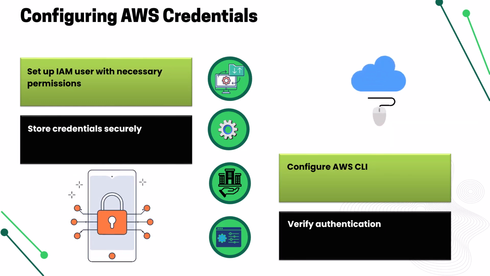Let's talk credentials, because security matters. First, create an IAM user with the right permissions. Store credentials safely, no leaving secrets lying around. Configure the AWS CLI so Ansible knows where to connect. And finally, double-check authentication to avoid surprises.